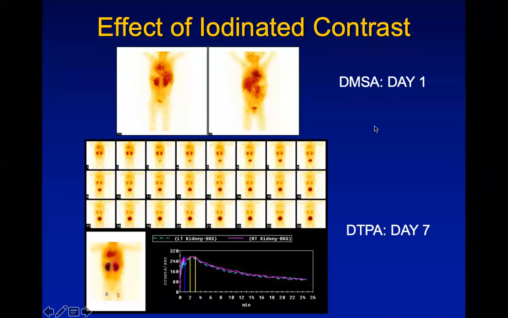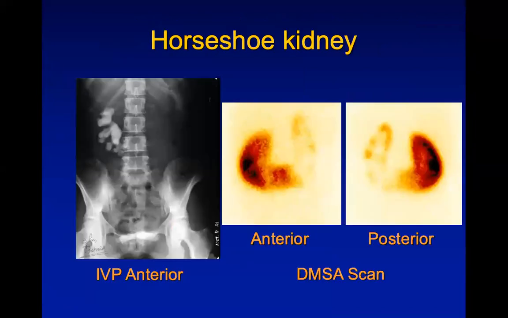So please remember to take a history of iodinated contrast and give at least 7 days after an IVP and about 14 days after a CECT. Contrast CT has a very high level of iodine.